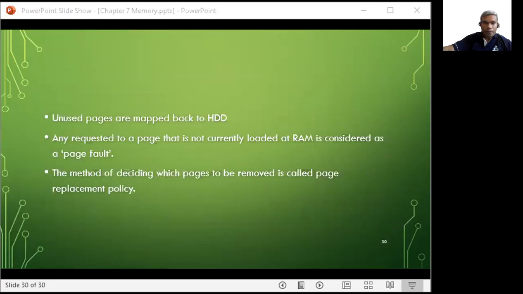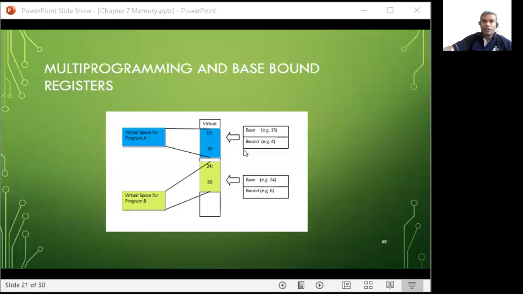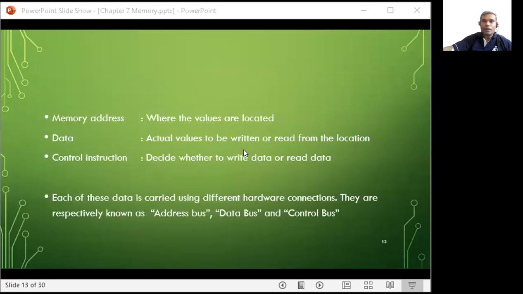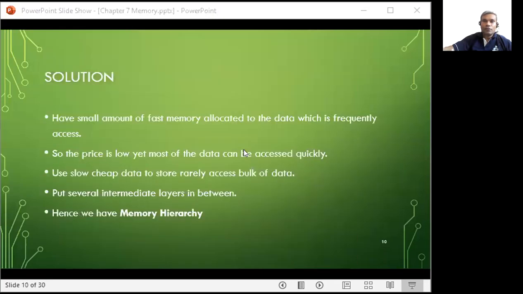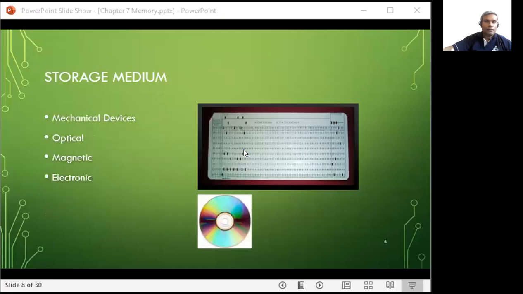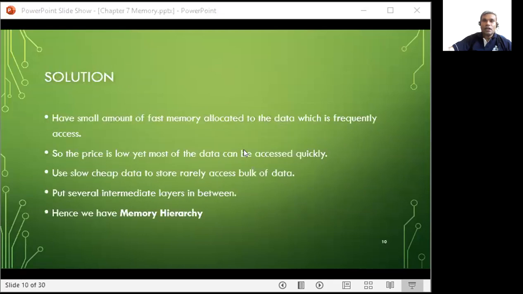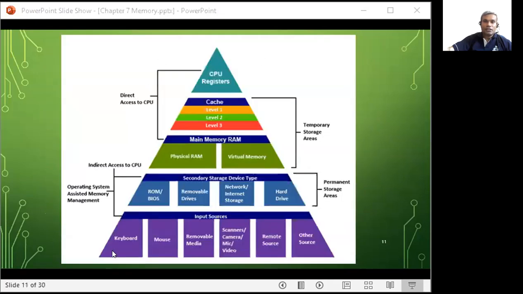Right? So that's basically about the memory part. If I give a quick review, you have different types of memories. That's something you can go ahead and read in the PowerPoint. There's nothing to think too much about. And you have the memory hierarchy. So this is the memory hierarchy.